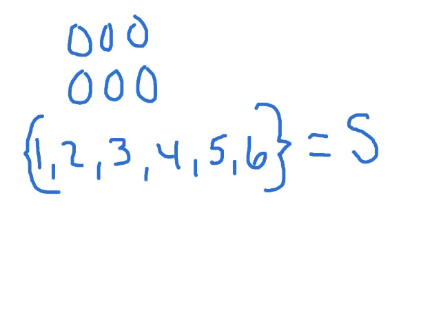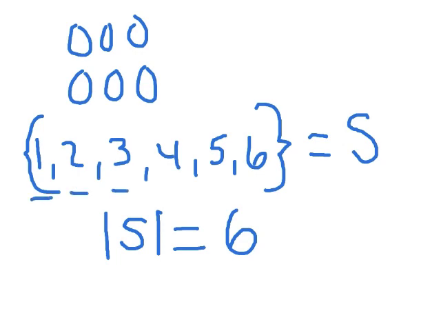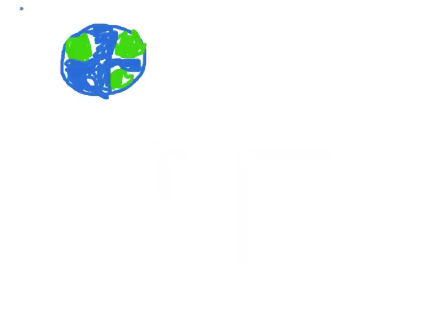And if you look at it, this set has a size, and the size of this is 6, and we denote that with 2 lines. So the size of S is equal to 6. And it's a countable set because if you're a human being, you can count this out. 1, 2, 3, 4, 5, 6. Pretty easy.